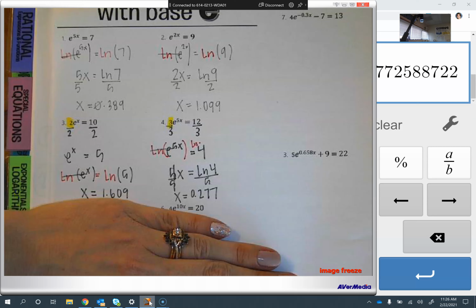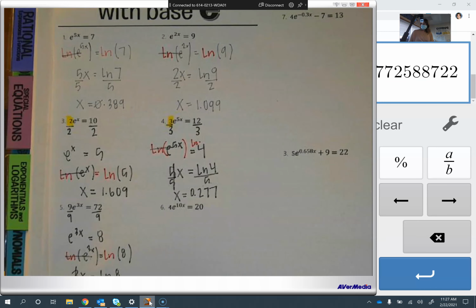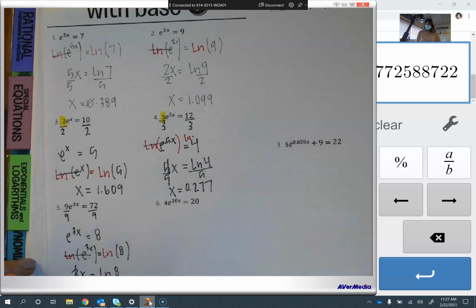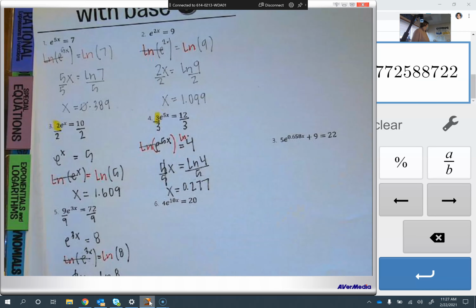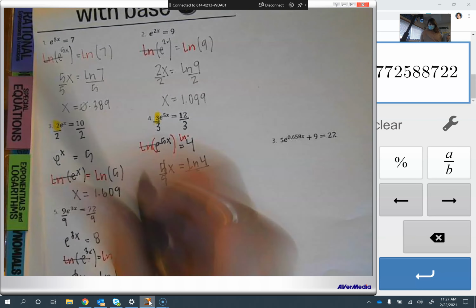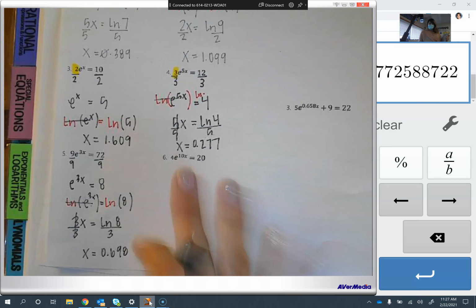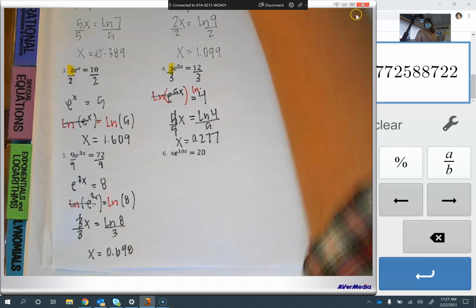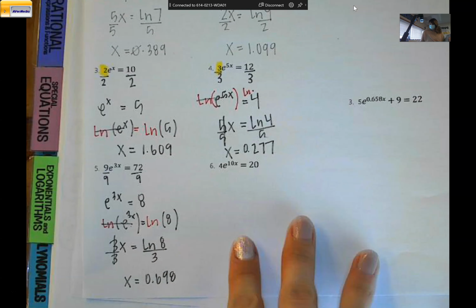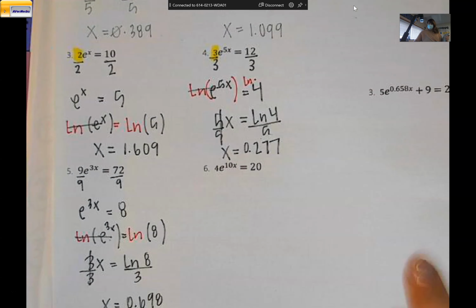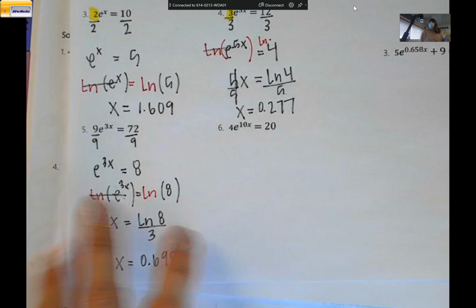Okay, so what I plugged into Desmos is natural log 8 divided by 3. So if you plug that into Desmos, I got 0.693. And I saw several of you who had that. Okay, give number 6 a try.